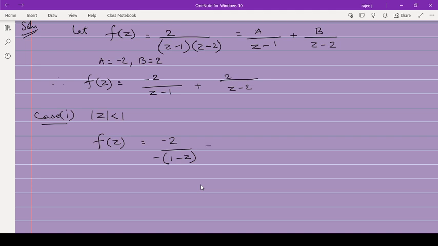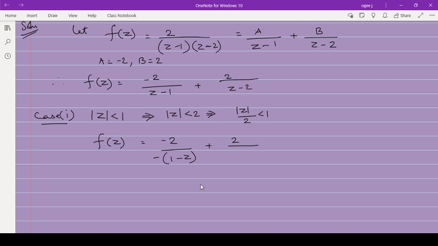Plus here 2 upon. Now if mod of z is less than 1, it means that mod z is obviously less than 2. Mod z less than 1 means clearly mod z will be less than 2. So mod z less than 2 means mod of z by 2 will be less than 1. So here you need to change this to z by 2 form.